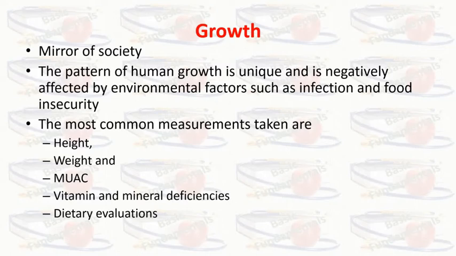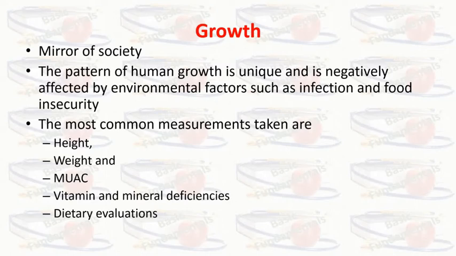The most common measurements taken are height, weight, and walk. I discussed these earlier in my previous sessions. Vitamin and mineral deficiencies, and dietary evaluations. By using height and weight, we construct three main indicators for child nutritional status. These are weight for height, height for age, and weight for age.